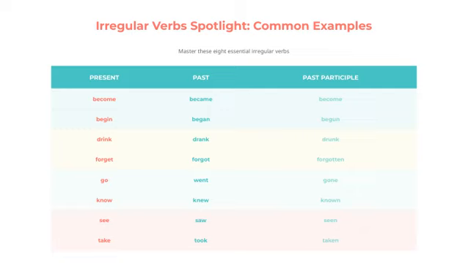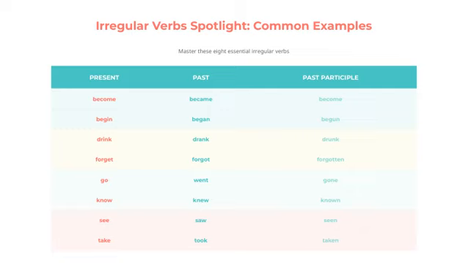For go, we use go now, went in the past and gone as the past participle. With know, the present is know, the past knew, and the past participle known. See becomes see in the present, saw in the past, and seen as the past participle. And lastly, take, present tense take, past took, and past participle taken. Now, here's a helpful tip.